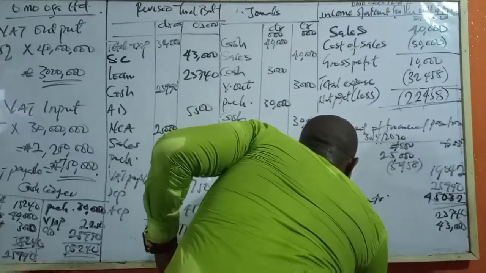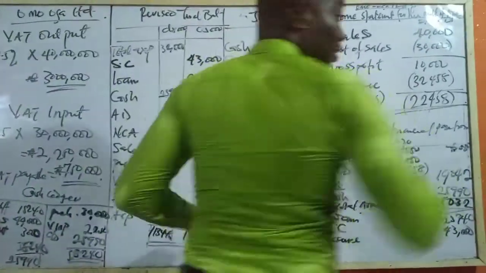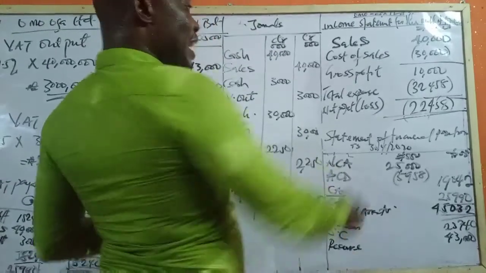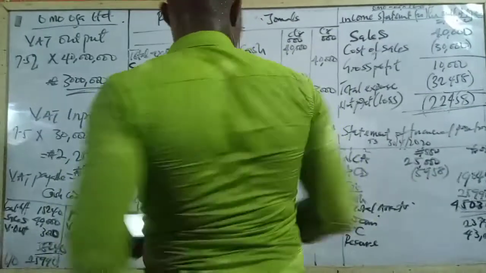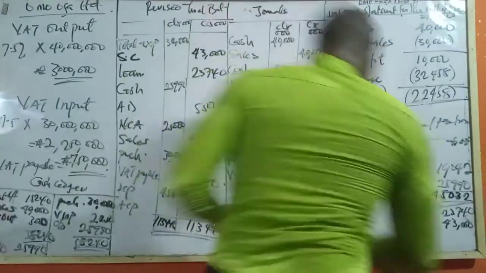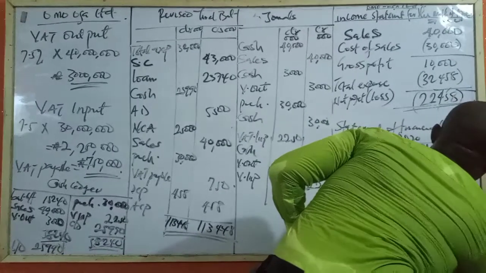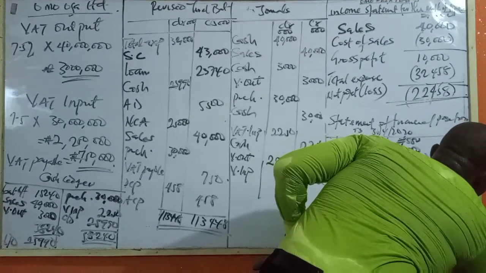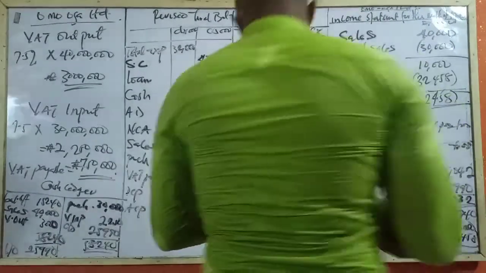But there's a reserve. The reserve here is negative. If you made a profit, you have something to share with the owners of the business. But here it is negative, there's a loss. So it eats up a bit of your capital. So we have our reserve here negative 22,458, right? So we have 22,458, but it's negative.